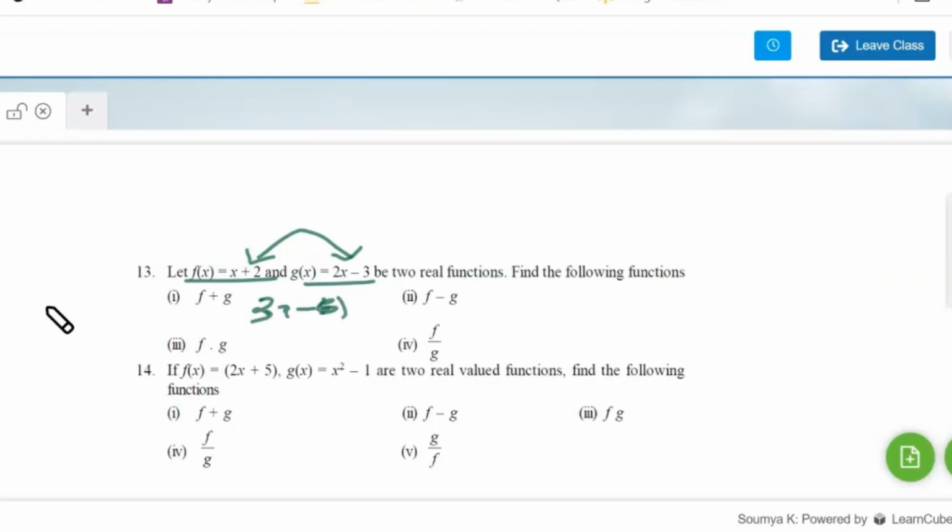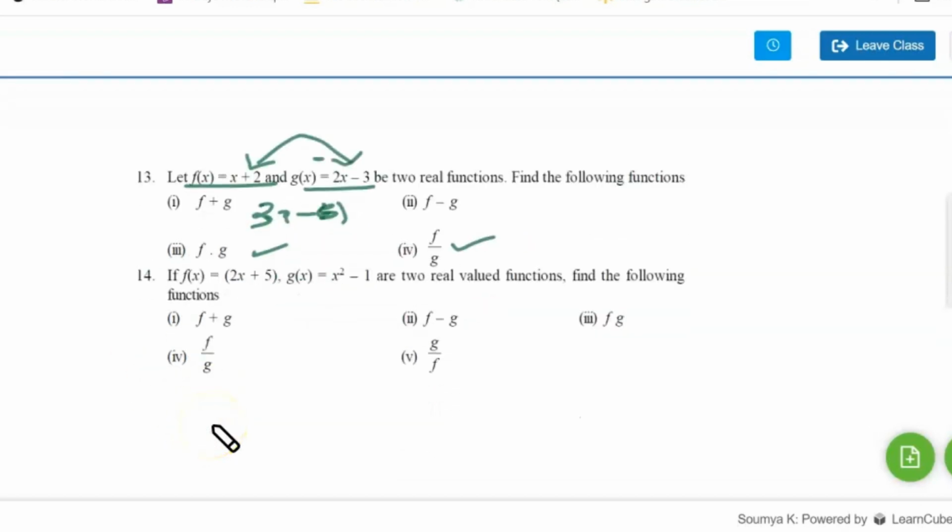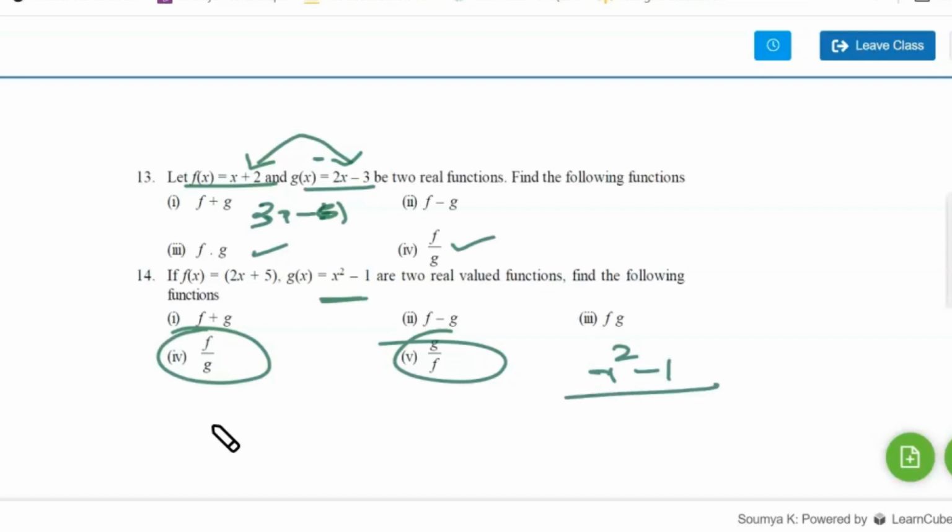Okay, f plus g. Similarly, f minus g you have to do, put a negative sign, and all the signs will be changed inside this g of x. Similarly, f into g you have to find, and f by g also you have to find. The other question is similar, but here you can see it is f by g, and you also have to find g by f. So just invert it, x square minus 1 whole divided by 2x plus 5. So this is the solution.